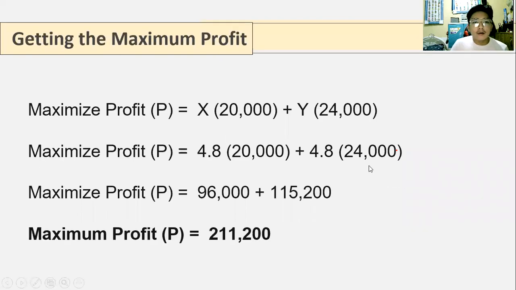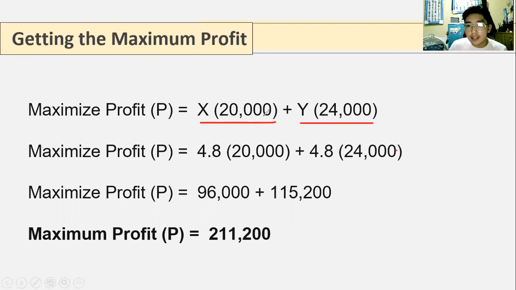Okay, so in order for us to actually get the maximum profit, we're just going to substitute the optimal numbers that we get. The equation for maximizing profit is: maximized profit P equals X times 20,000 plus Y times 24,000. Again, X is HP, Y is Canon, and 20,000 is the profit for each HP printer, and 24,000 is the profit for each Canon printer.